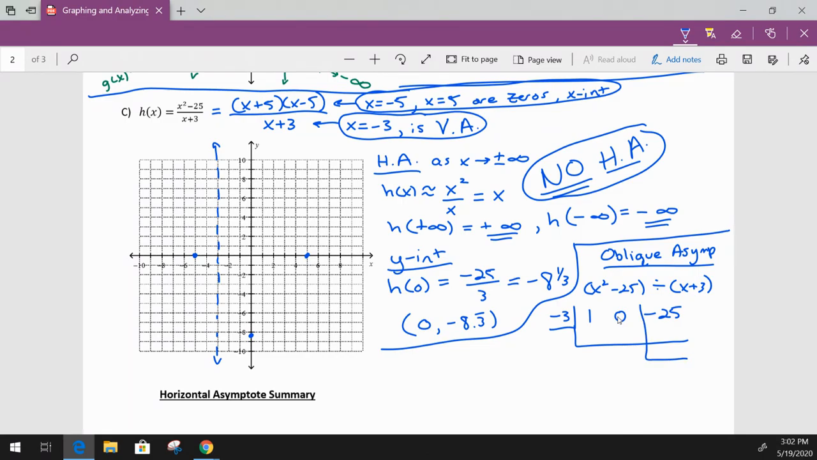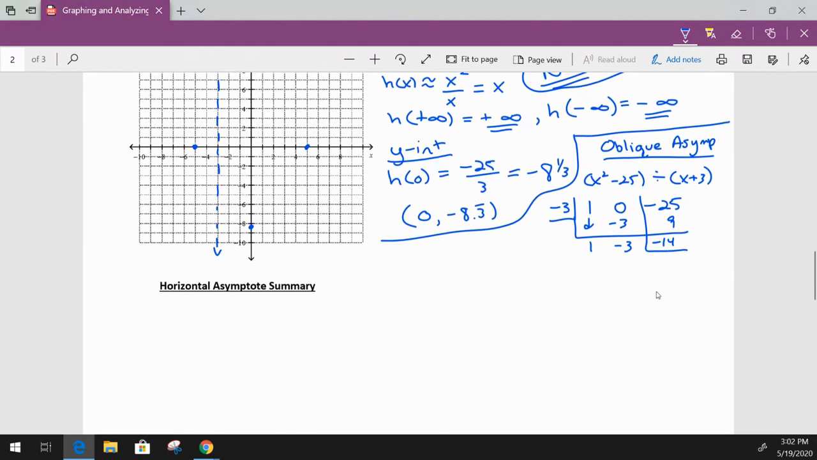Then if I go through this process of synthetic division, I'd bring down the 1, negative 3, 9, and negative 14. So the negative 14 is our remainder. Technically when we divide this, we would get x minus 3 plus negative 14 over x plus 3, since that's what we're dividing by. But your oblique asymptote, your OA, is actually going to be the diagonal line y equals this part, x minus 3.